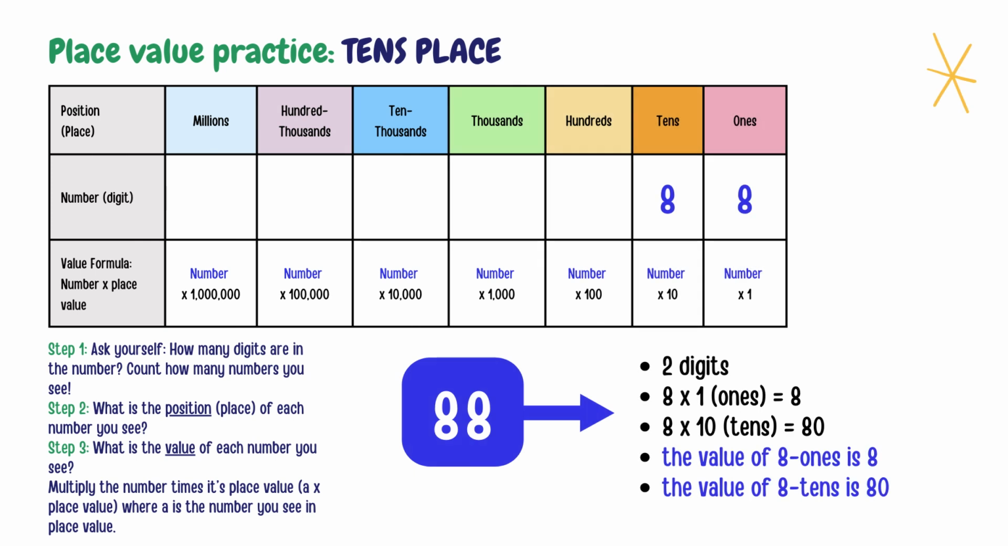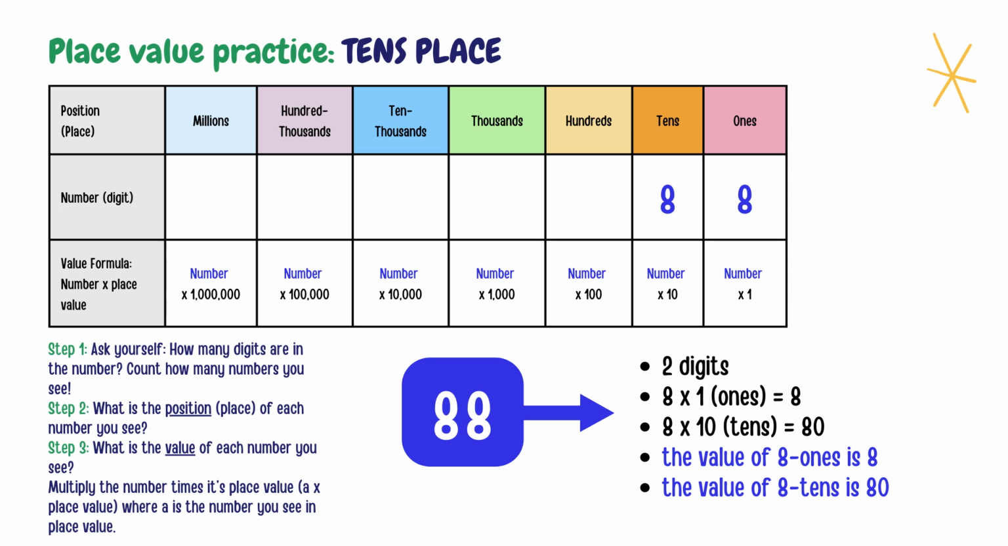Next, we have the number 88. What do you do when you see a number that repeats itself? This is where place value is an excellent tool because it helps you to understand each number based on its digit and based on its position. So let's once again go through our steps. Step 1, ask yourselves how many digits are in this number. Here we have 2 digits, 8 and 8.